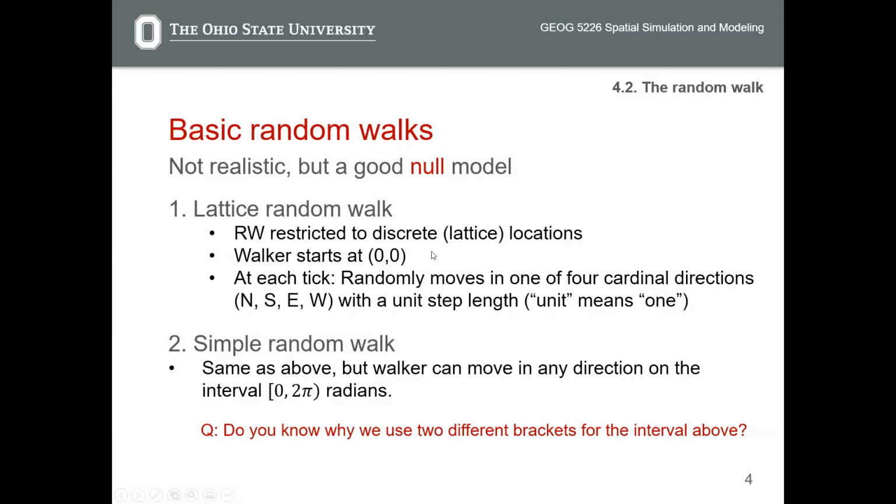So lattice random walk, only 4 directions. Simple random walk, more options, infinite options, right? From 0 to 2 pi, you can choose any angle, right? And usually, when we're talking about angle in this course, it's clockwise. It's clockwise, which means that if you are facing north right now, it's 0.